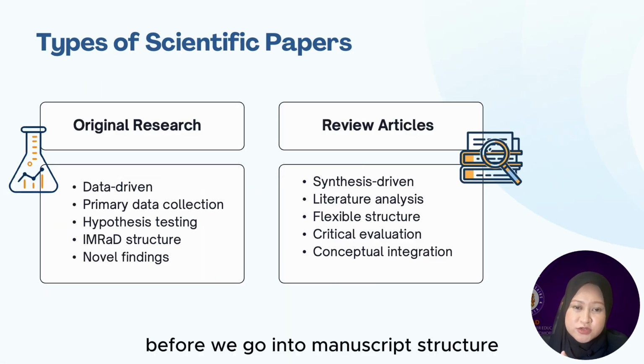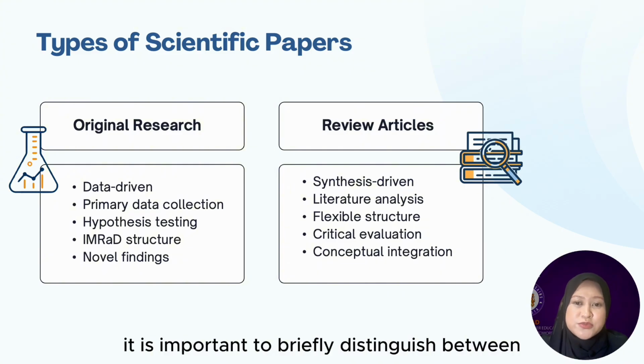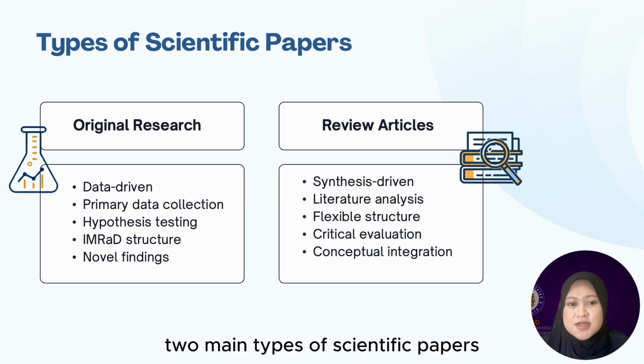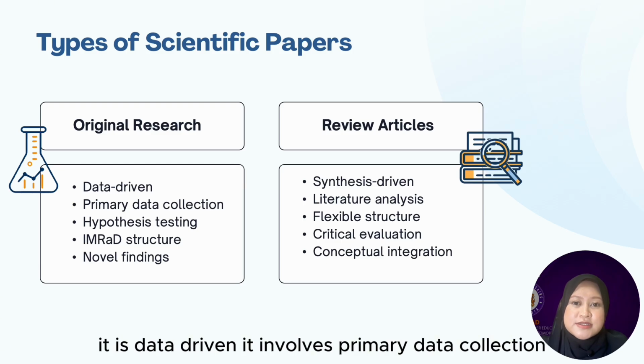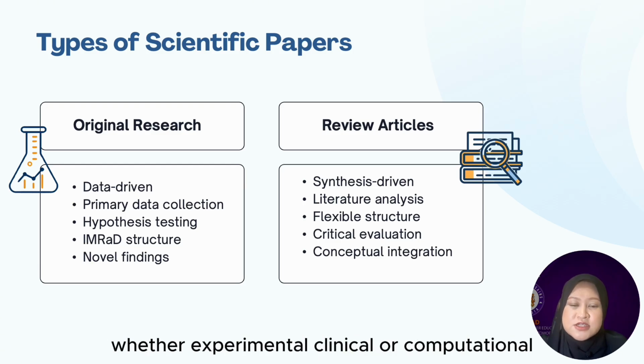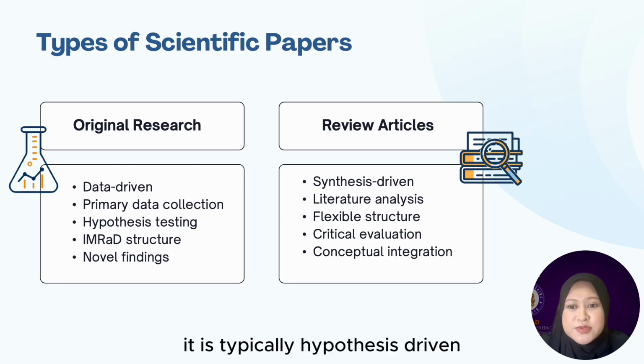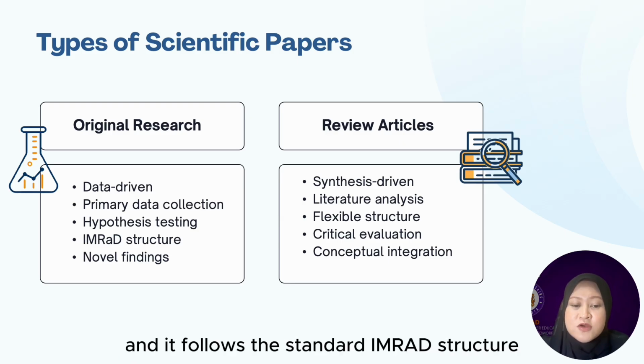Before we go into a manuscript structure, it is important to briefly distinguish between two main types of scientific papers. The first is the original research. This is what most of us are usually writing. It is data driven. It involves primary data collection, whether experimental, clinical, or computational. It is typically hypothesis driven and it follows the standard IMRAD structure.